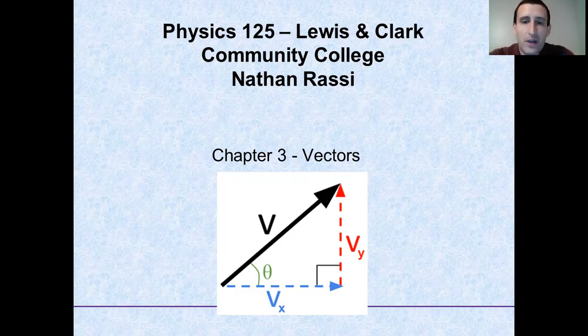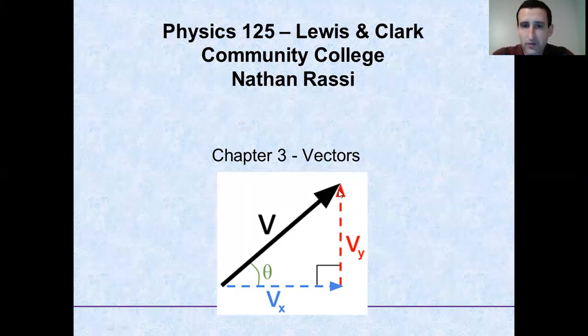This chapter is about vectors, and vectors are very important in physics. We use them all the time, and so it's important for you to understand how to work with vectors so that when we get to the physics, this will not be a challenge. So we've got the picture of a vector right here on the front slide, this black vector with a V. It's a velocity vector, and it's at some angle, right?